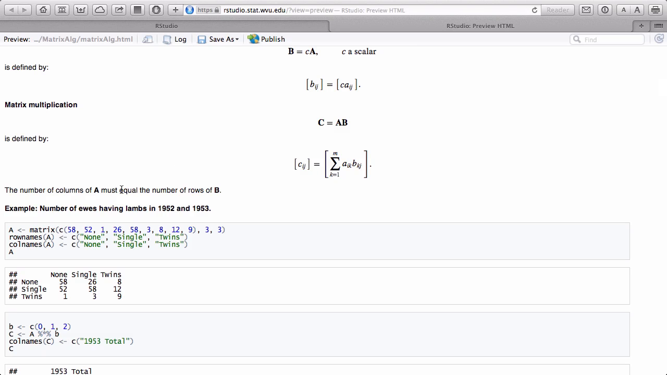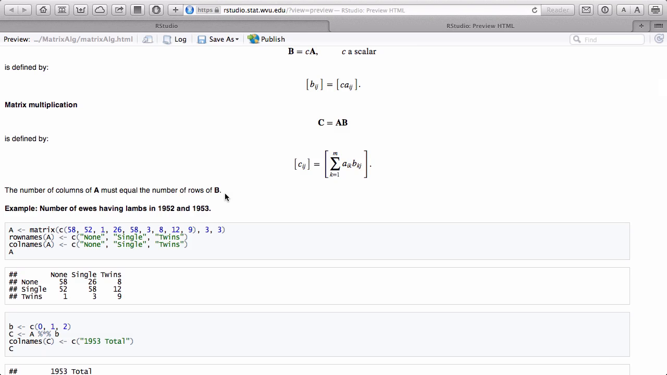So I say the number of columns of A must equal the number of rows of B. That's because I'm going to take the inner product of the rows of A with the columns of B. So if I take the first row times the first column, that will give me a single number, which in the matrix is the upper left.